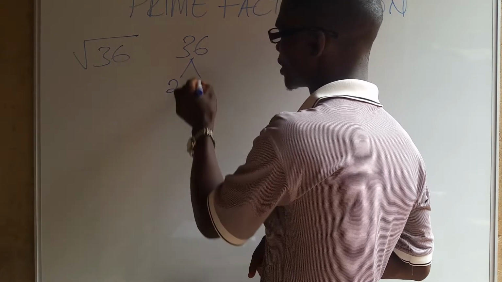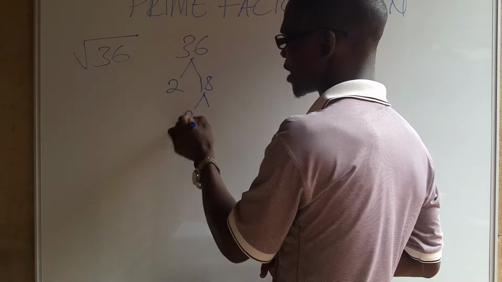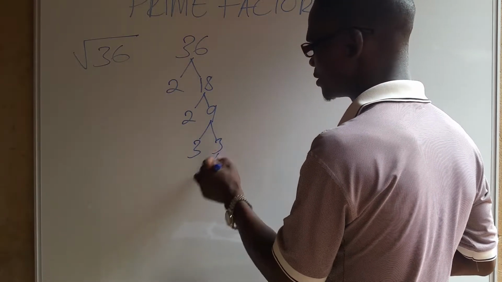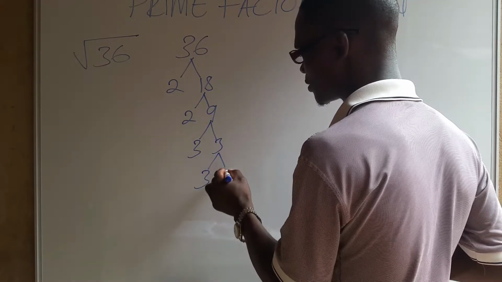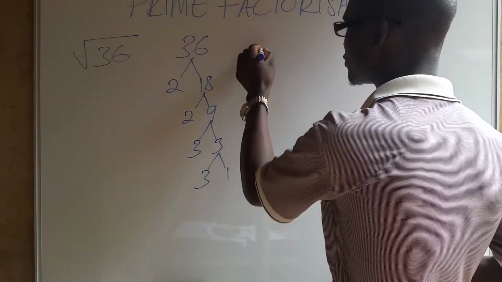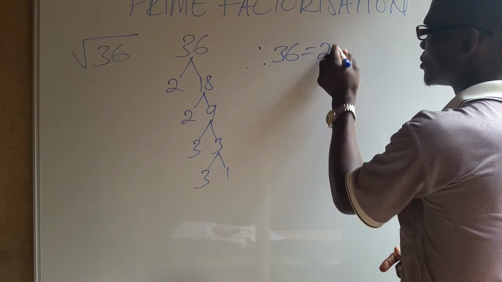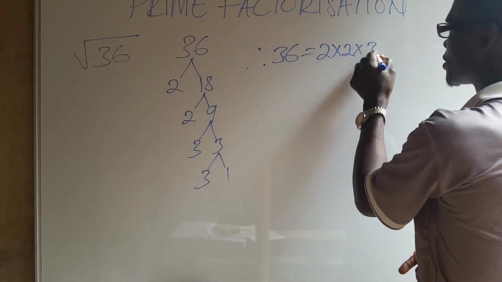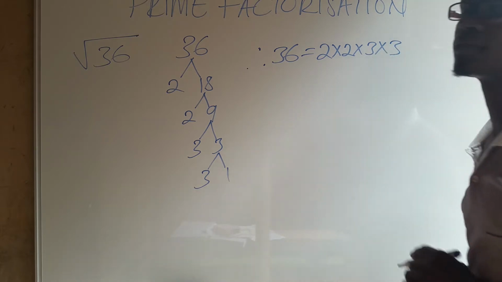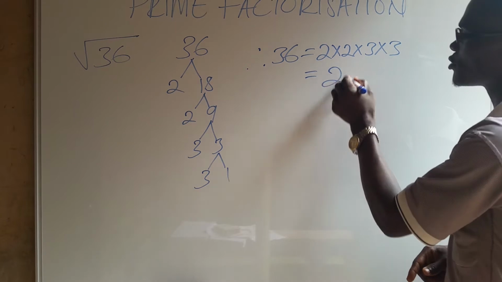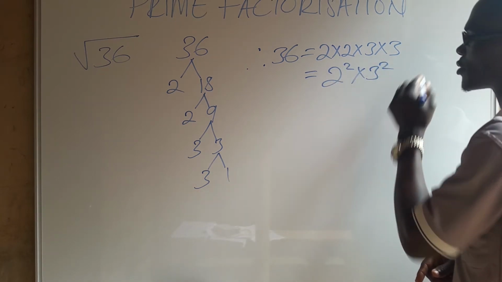36 divided by 2 is 18, divided by 2 is 9, divided by 3 is 3, divided by 3 is 1. Therefore, 36 equals 2 times 2 times 3 times 3, which is 2 squared times 3 squared.